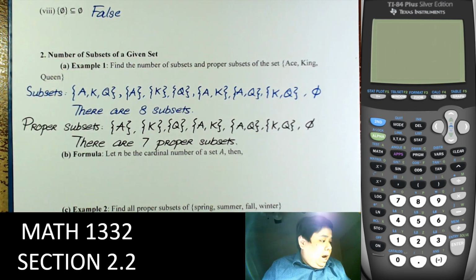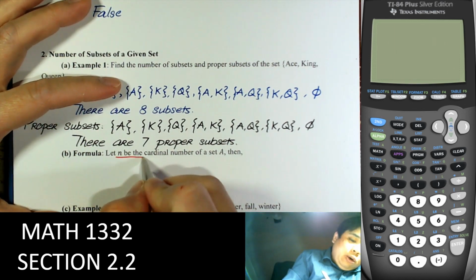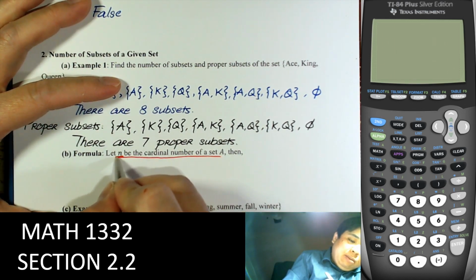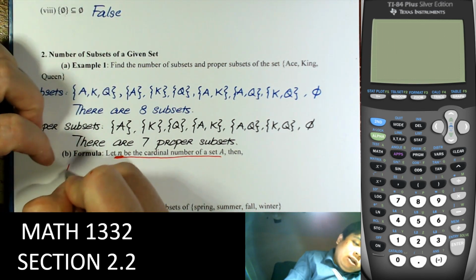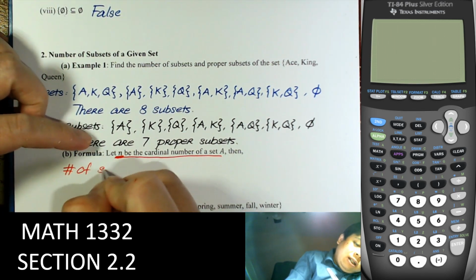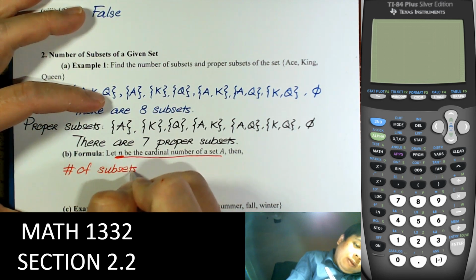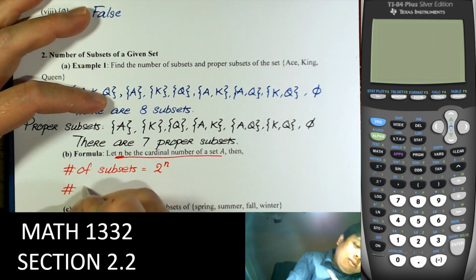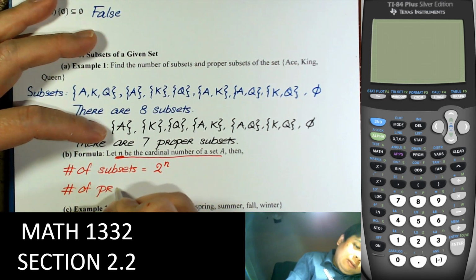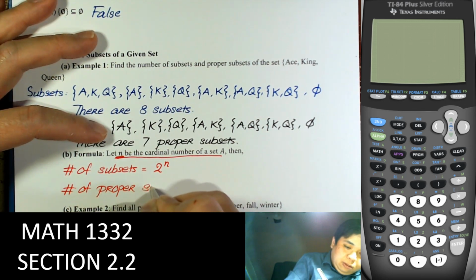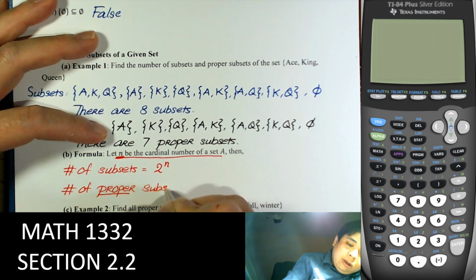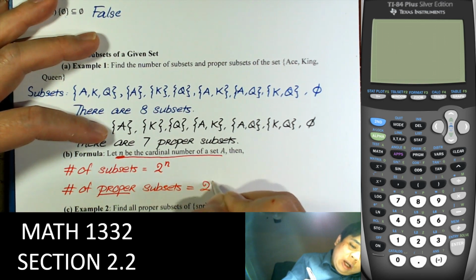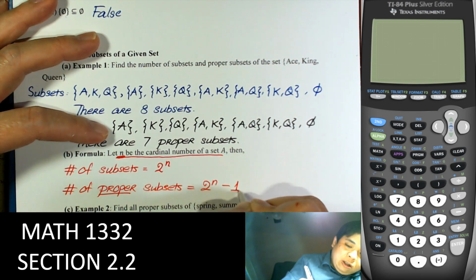So in general, how many subsets and how many proper subsets do we have? Let n be the cardinal number of a set A. So A has n members. Then the number of subsets is equal to 2 to the power of n, and the number of proper subsets is equal to 2 to the n, minus 1.